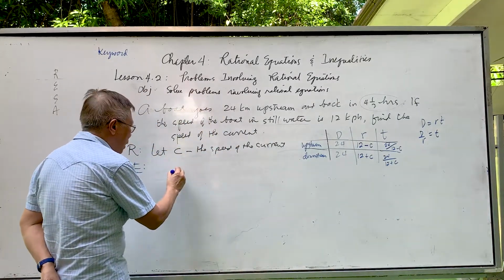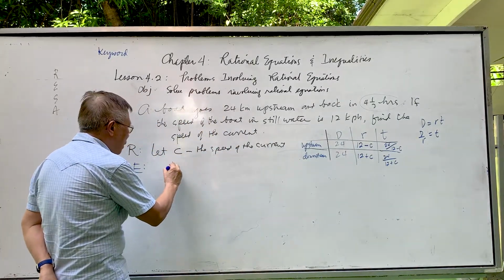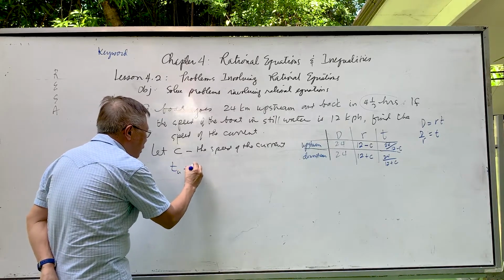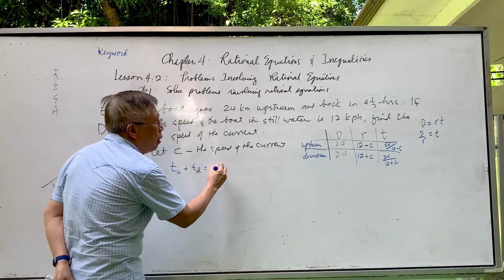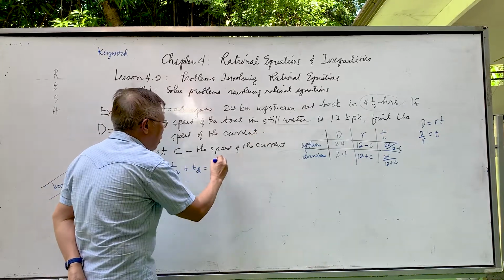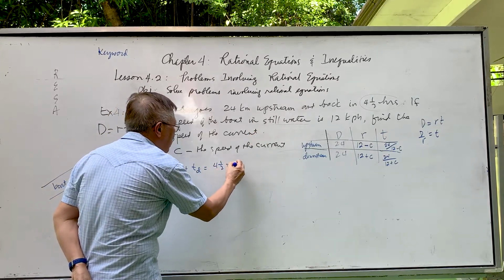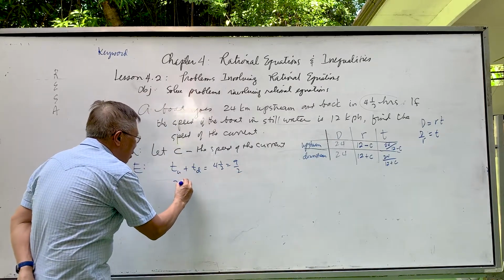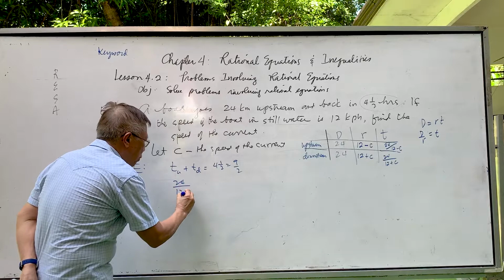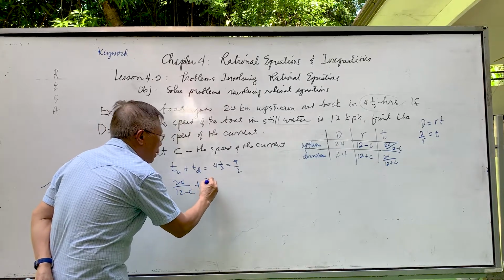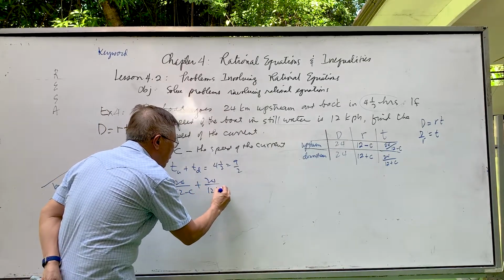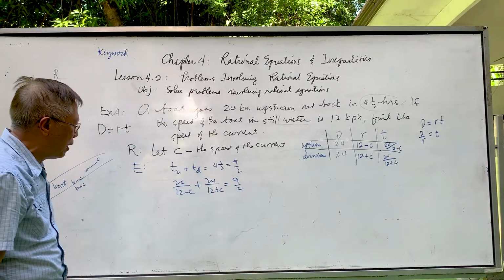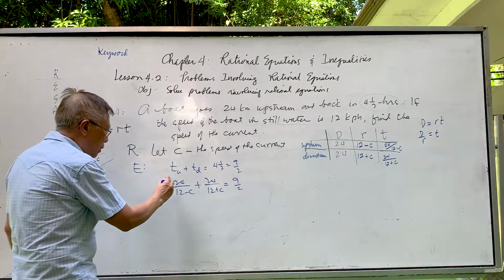Equation now will be time going up plus time going down equals how many? 4 and 1/2 hours, or this is 9/2. So time going up is 24 over 12 minus C plus time going down 24 over 12 plus C equals 9/2. So this is our rational equation. How do we solve this rational equation?